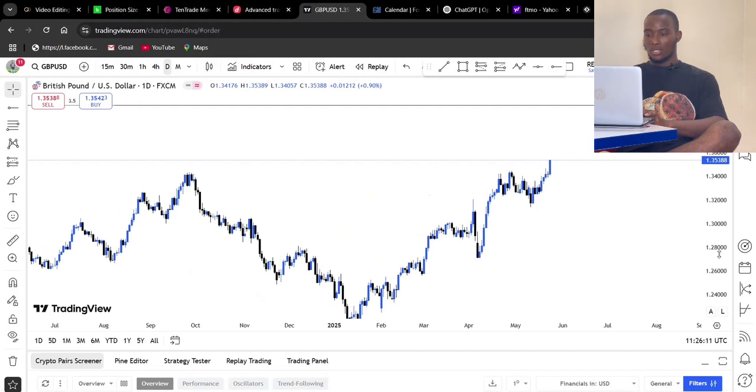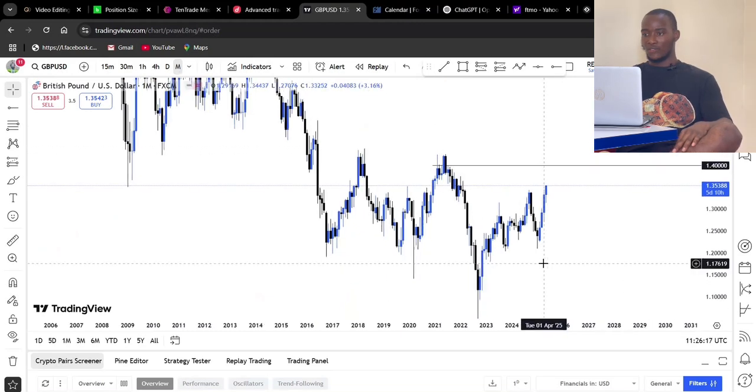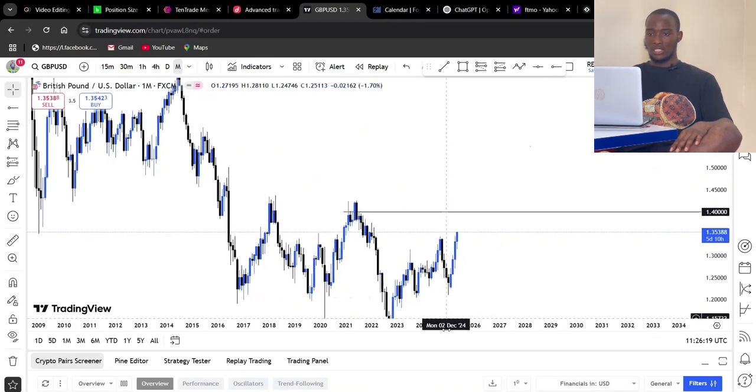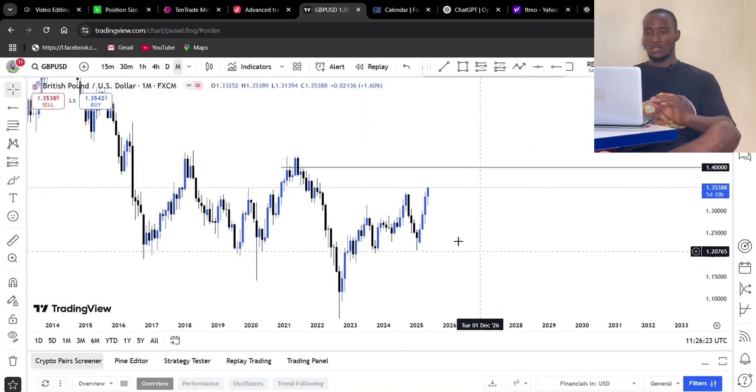All right, let's get down to business. Overall trend for GBP USD. We're going to be breaking down this trend from the monthly to the daily to the 4 hours and to the 1 hour trend. All right, so let's get down to business.